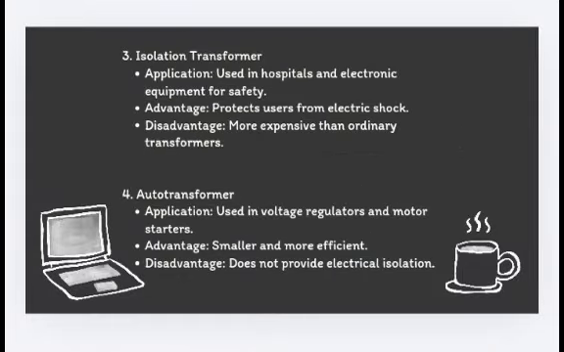An isolation transformer is mainly used for protection and safety in hospitals and electronic equipment. It helps prevent electric shock, but it's more expensive than regular transformers. Meanwhile, an autotransformer is used in motor starters and voltage control systems. It is smaller and more efficient, but it does not provide full electrical isolation.